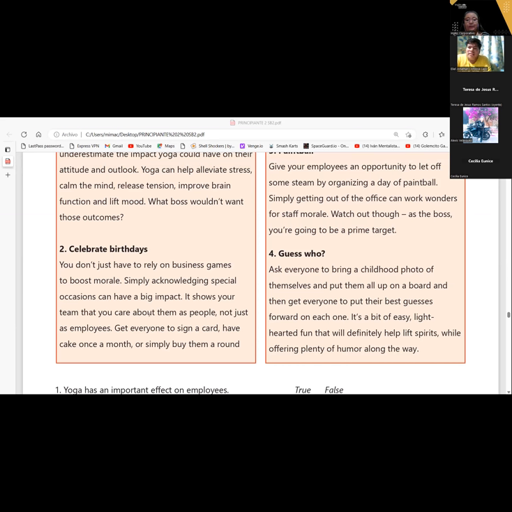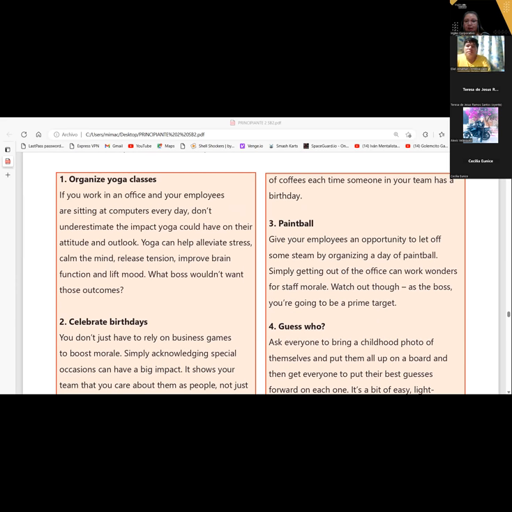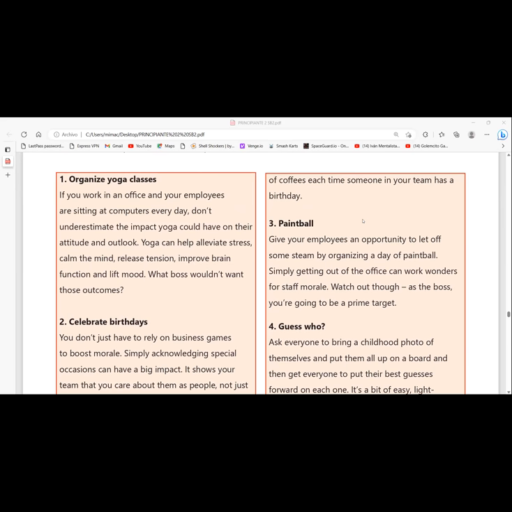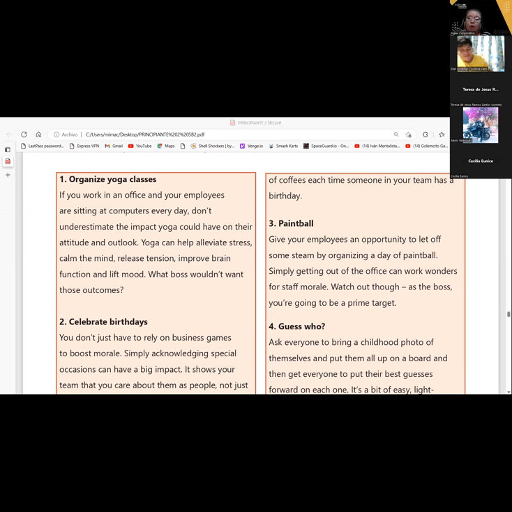Simply acknowledging a special occasion can have a big impact. It shows your team that you care about them as people, not just as employees. Get everyone to sign a card, have cake once a month, or simply buy them a round of coffee each time someone in your team has a birthday. Excellent, very well. Now, number three, paintball. Who is going to help us reading about paintball?